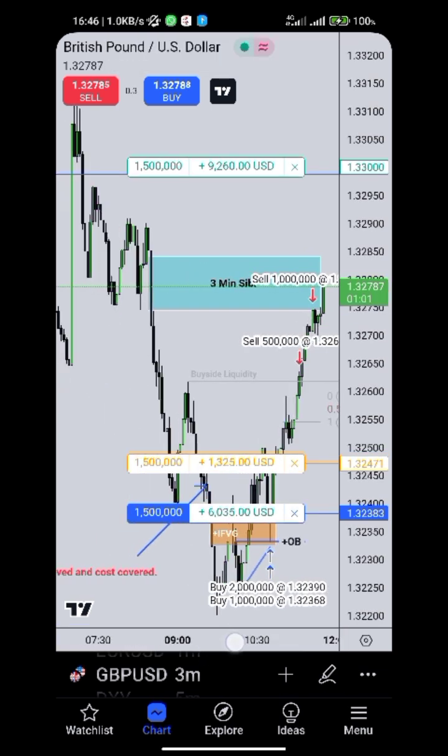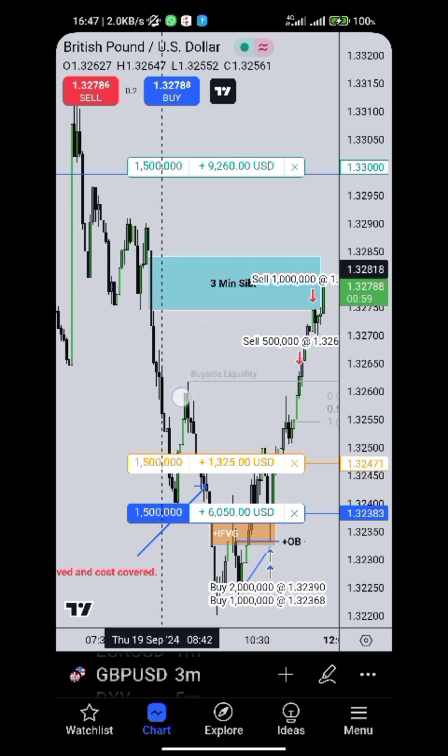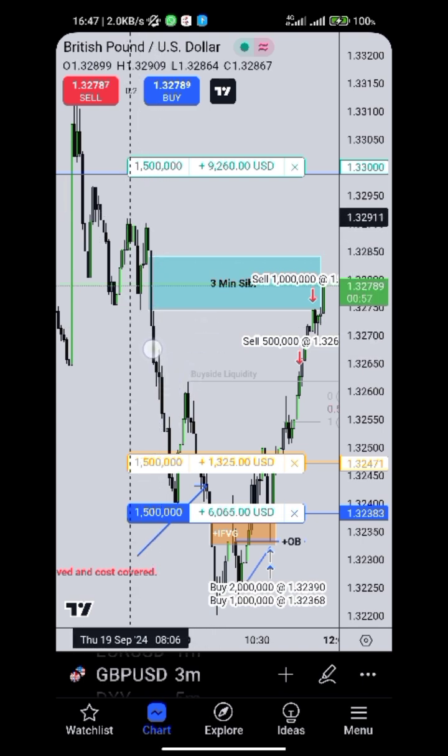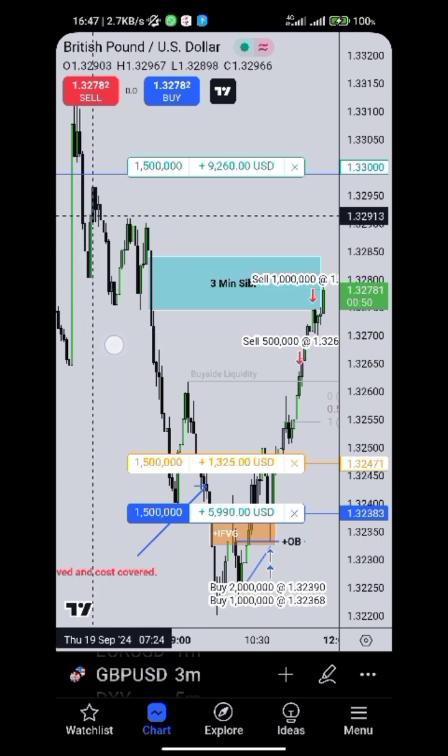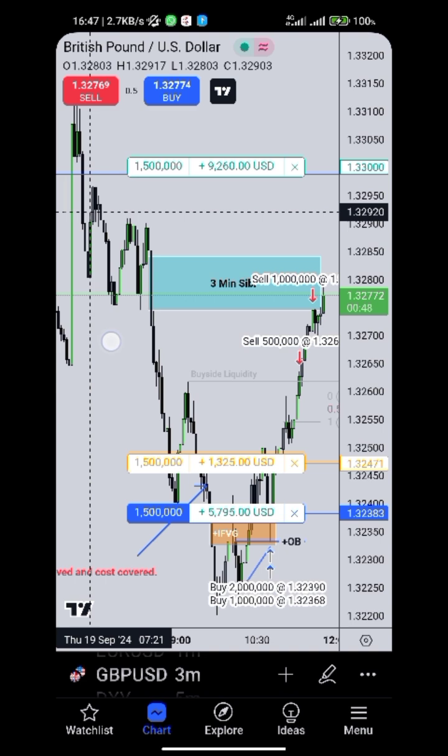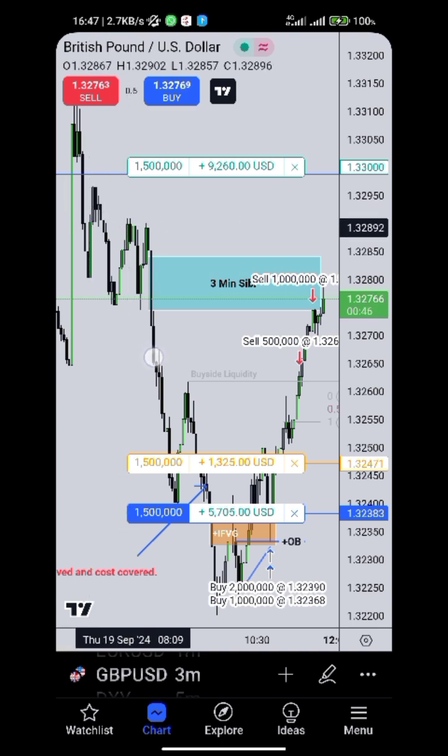There are some relatively equal highs here, right here, this 909. I like these relatively equal highs here. So I'll be distributing my limits. Let me just place one here. The low is 1.32.